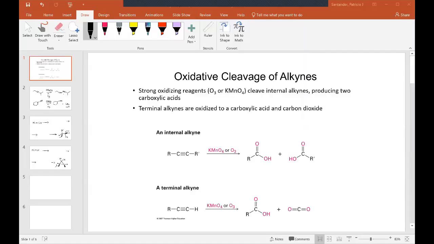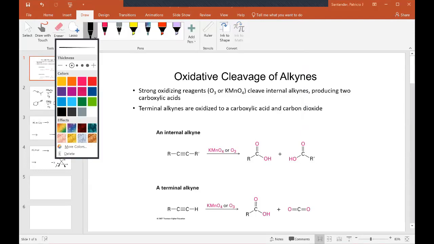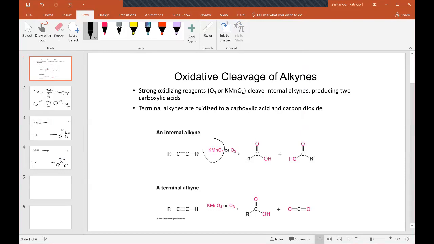Okay, so there was just one more reaction that we didn't get to cover, one more reaction concerning alkynes, and that is the oxidation of alkynes. For that, you can use either KMnO4 or you can use ozone. The result is exactly the same.